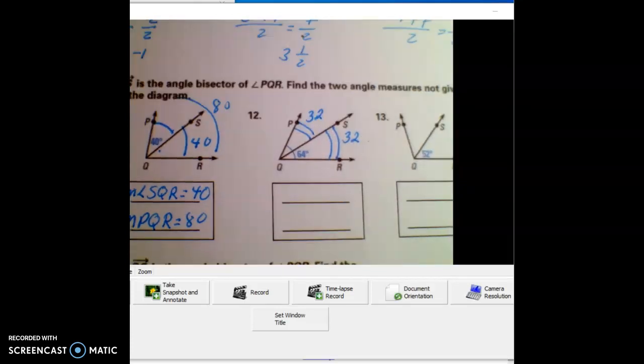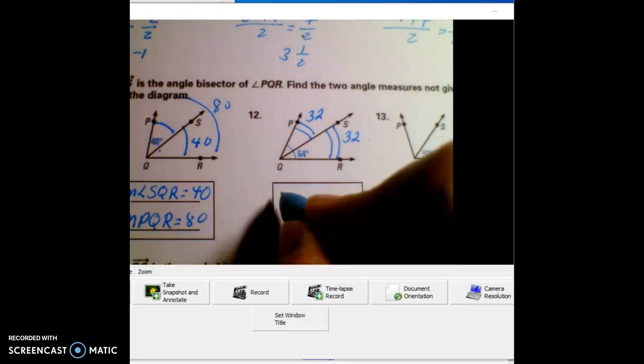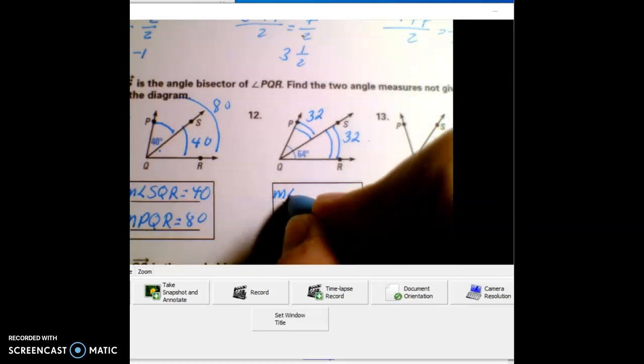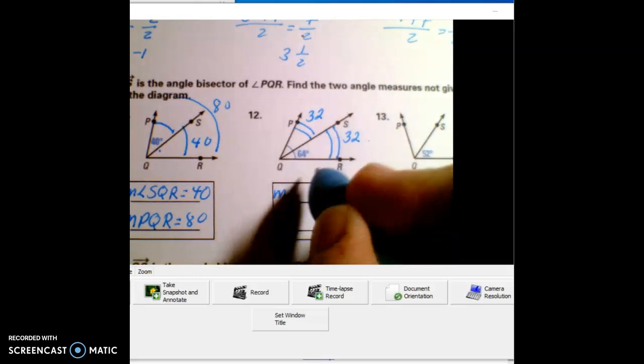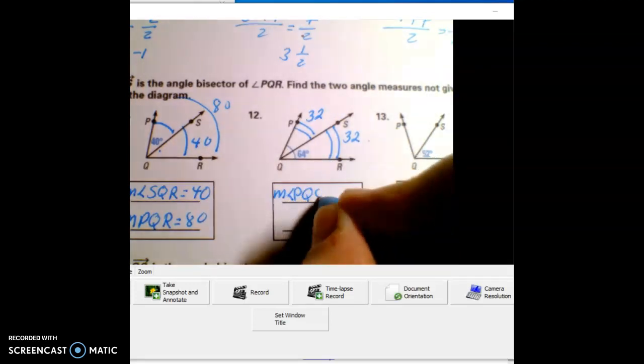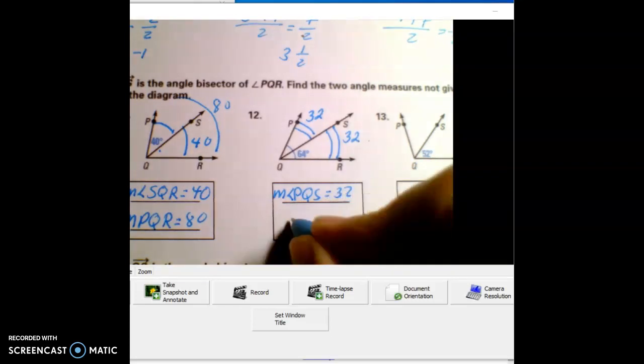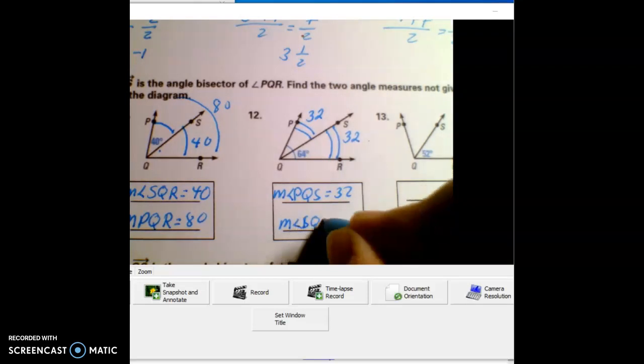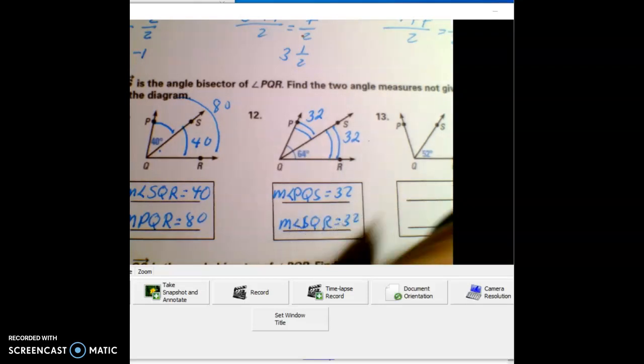And you're going to write this properly using the correct notation. So the measure of angle, so what's the first one? PQS equals 32, and the measure of angle SQR equals 32.